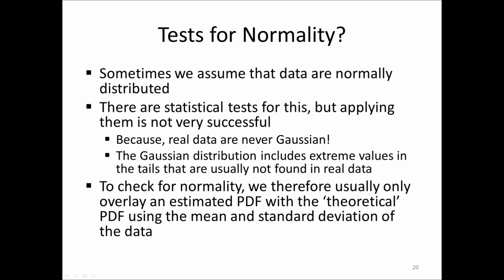So actually, to check for normality, we usually only overlay an estimated PDF with the theoretical PDF, so to speak, using the mean and standard deviation of the data. And then we just judge if we think that the match is close enough. This is about as much as we can do. You could also use the kurtosis value and see if it's close enough to 3, then the data may be Gaussian.